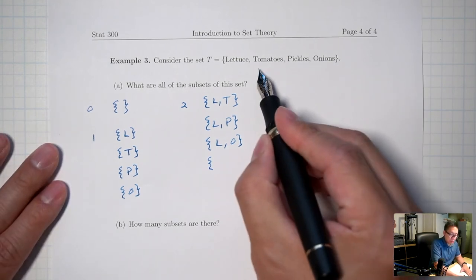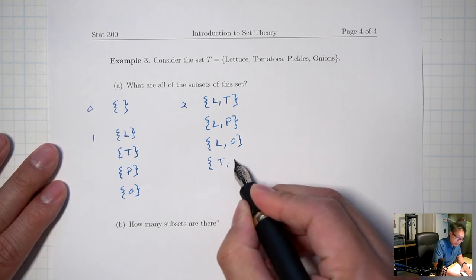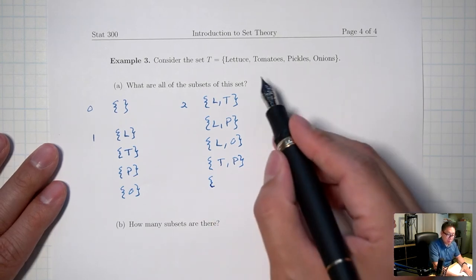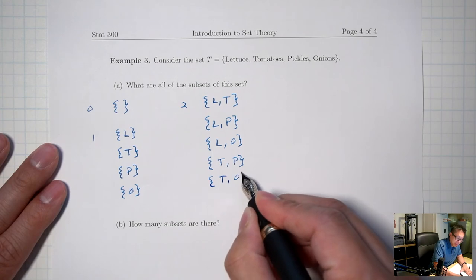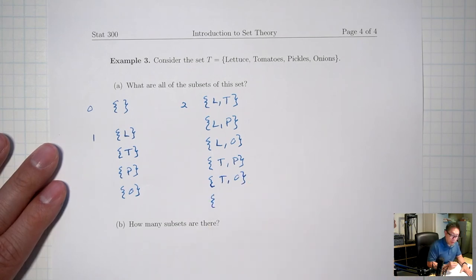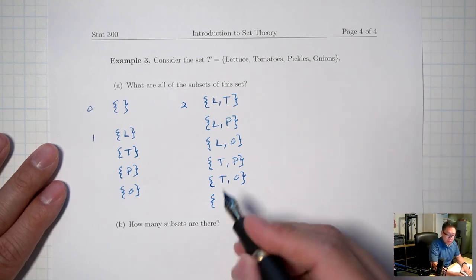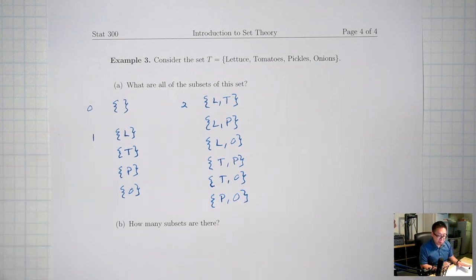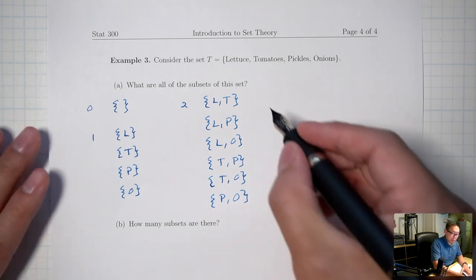Yes, they can go tomatoes, pickles. What else? They can go tomatoes, onions. Is there any more? Pickles, onions. Is there anything else? I don't think so. I think that's it. Okay, so let's move on. What are all the three topping combinations they can pick?